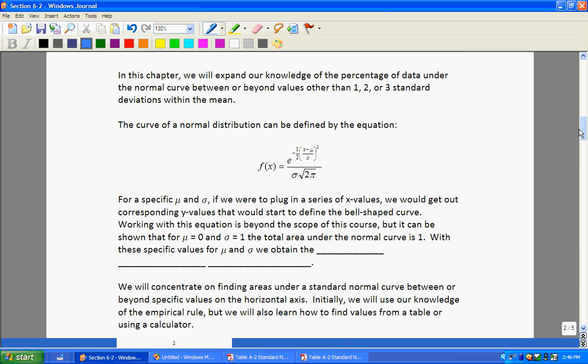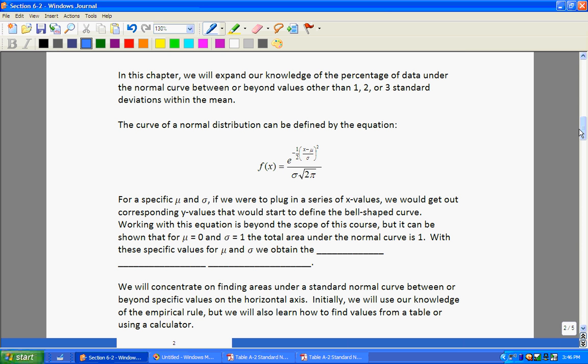That's pretty complicated. Now, if we had a specific mu and sigma, so let's say we had some type of distribution where the mean was 2 and the standard deviation was 1. If we knew that about a population and we started to plug in different x values, plug in x equal to 1, x equal to 2, x equal to 3, but even smaller values like x equal to 1/2, we would start to get y values that would help us define that nice, smooth, bell-shaped curve. Well, working with that equation is going to be beyond the scope of this course.